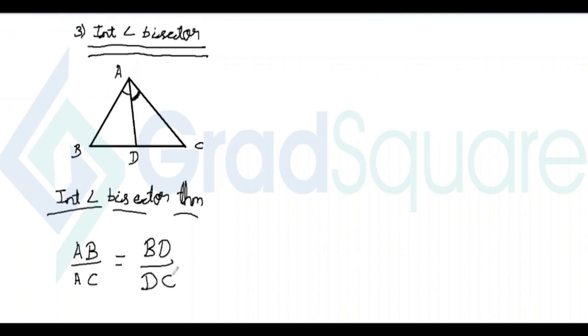This equation is again very important. Why? Because this is probably the only other relation which deals with ratios of lengths apart from the similar triangles concept. So if there's a ratio based question in geometry and you are not able to see any similar triangles inside this question, but you still have to find out some ratio, then maybe you have to check for the interior angle bisector theorem application as well, right? So the interior angle bisector theorem states AB by AC is equal to BD by DC.